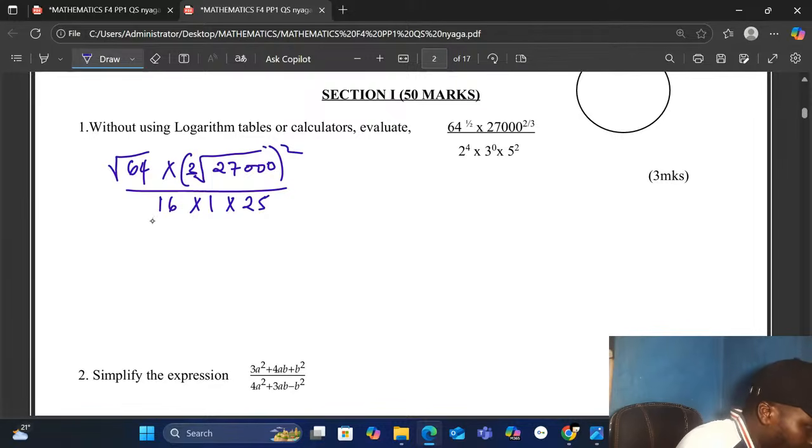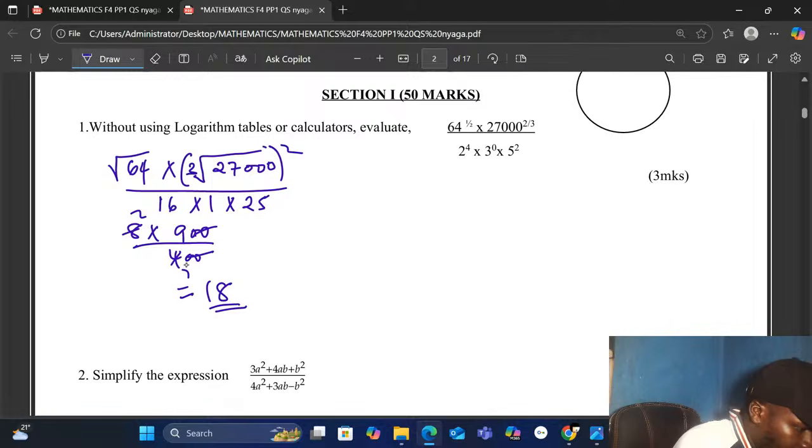So we shall have the square root of 64, which is 8, times the cube root of 27,000, which is 30, squared, we get 900. Then we divide by 16 times 25, we get 400. So this will go with this. Here 2, here 1, here 2. Then we have 9 times 2, and then we get 18.